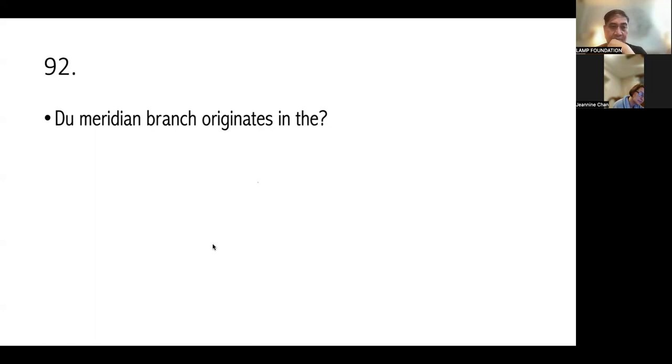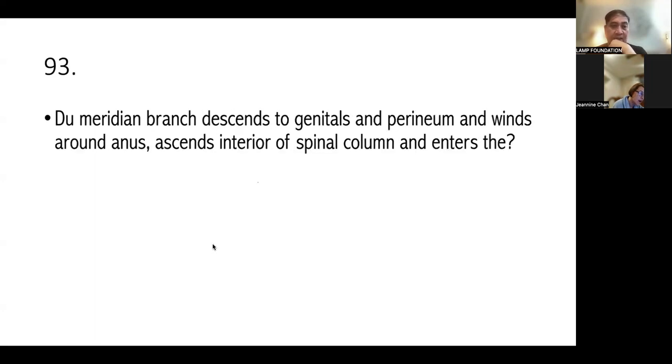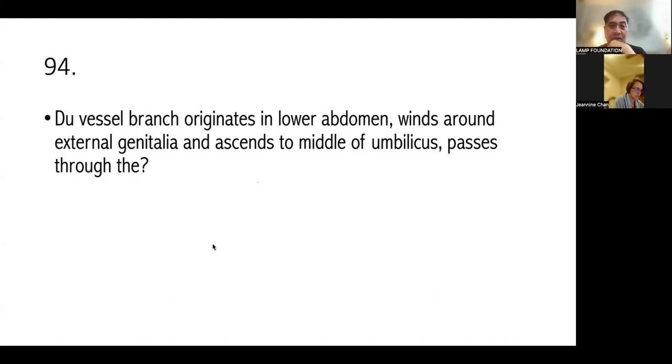Originates in the lower abdomen, po, doc. Okay. The Du meridian branch descends to the genitals and perineum and winds around the anus, ascends the interior spinal column and enters the kidney, po, doc. Okay. The Ren vessel branch originates in the lower abdomen, winds around the external genitalia, and ascends to the middle of the umbilicus, then passes through the heart, po, doc.